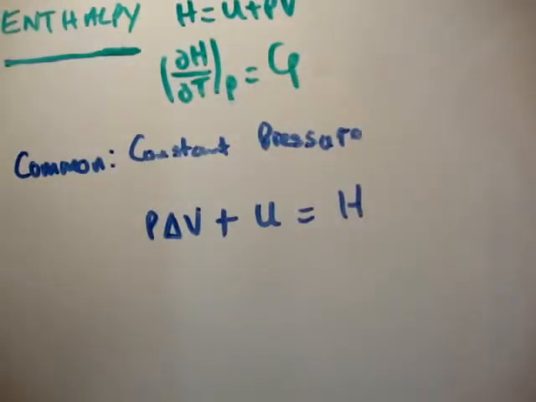To make a system at constant pressure, I'm able to do compression work, or expansion work actually in this case. So here's my doing work against the surroundings at constant pressure, and here's the internal energy of my system, and we call that enthalpy.